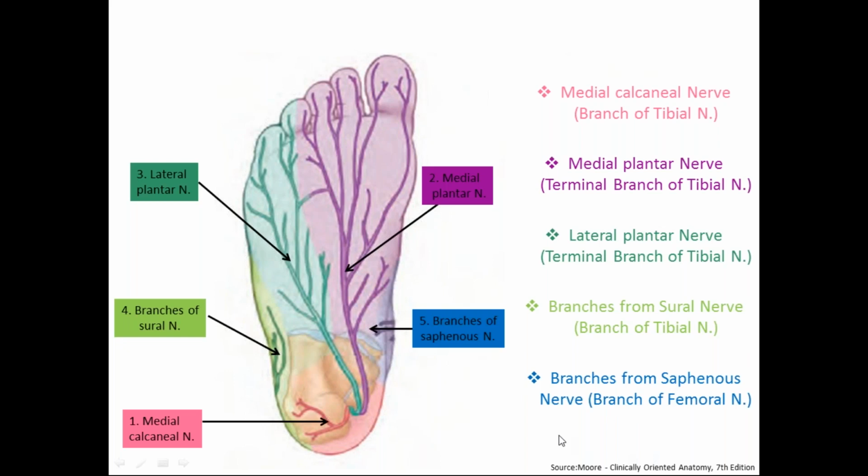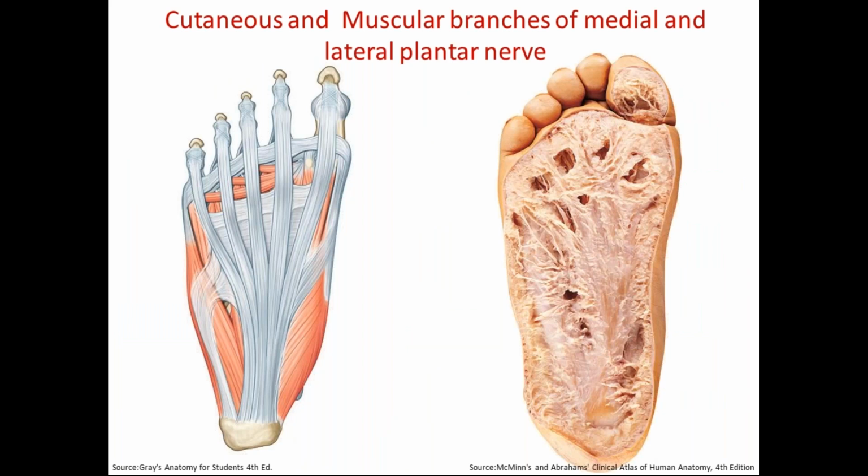So that's how the branches from these 5 different nerves are going to innervate this whole sole, and they give the cutaneous innervation in this sole region. Now, besides the cutaneous nerves, if we look at the main branches or the terminal branches of the tibial nerve, that is the medial and the lateral plantar nerve.